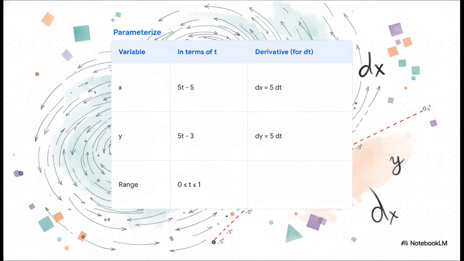You take your starting point, which is -5, -3, and you add t times the direction vector. The direction vector is just the final point minus the initial point, which gives us 5, 5. So x of t is -5 plus 5t, and y of t is -3 plus 5t. The derivatives are just constants this time. dx is 5 dt, and dy is also 5 dt. And to trace the whole line, t will go from 0 to 1.